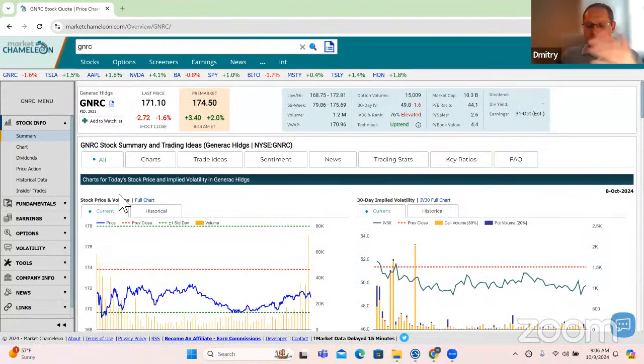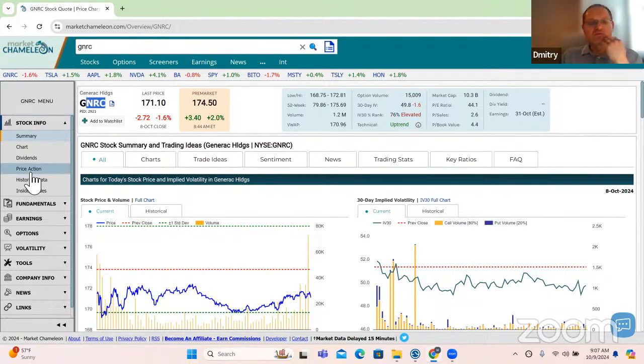Okay, so let me just share my screen here. And the question was, where to go to look for potential seasonality trends or an indication of some type of seasonality effect or impact on a stock. So this example is GNRC.